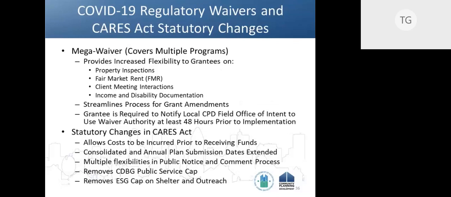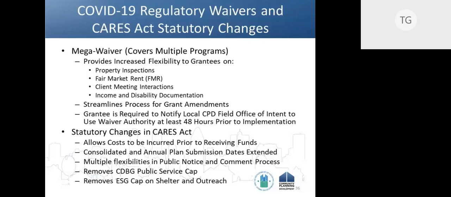COVID-19 regulatory waivers and statutory changes are what you might imagine, considering conditions and based upon suggestions by the CDC. The mega waiver, which covers all of our programs really, provides increased flexibility to grantees on property inspections, fair market rent requirements, client meetings, interactions, the collection of income and disability documentation.